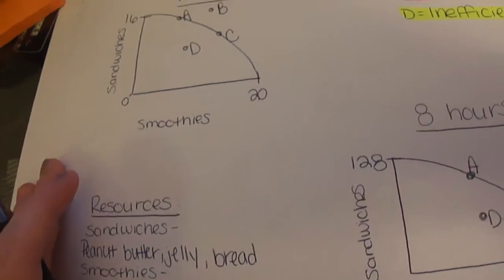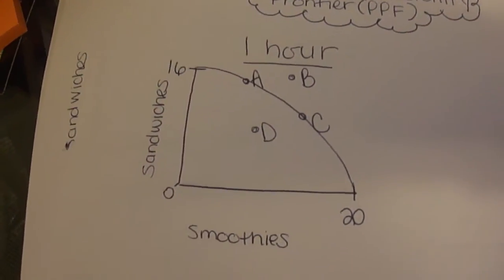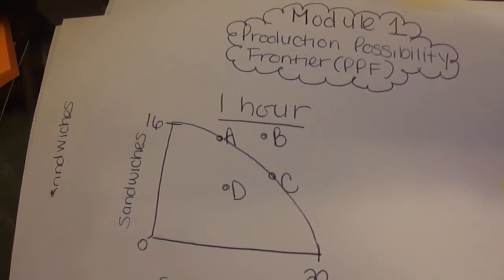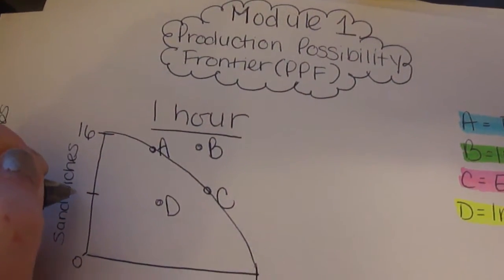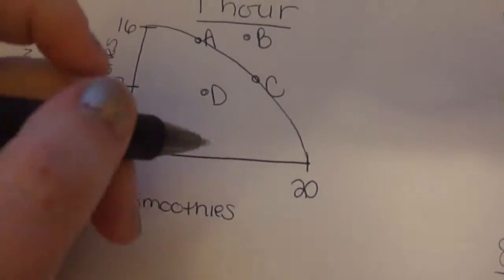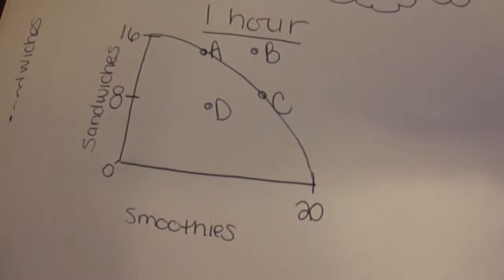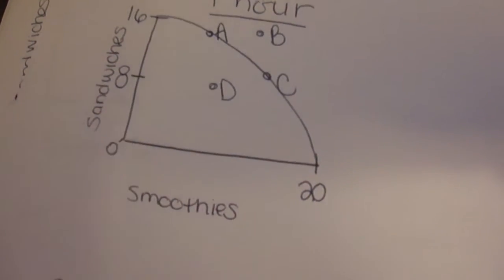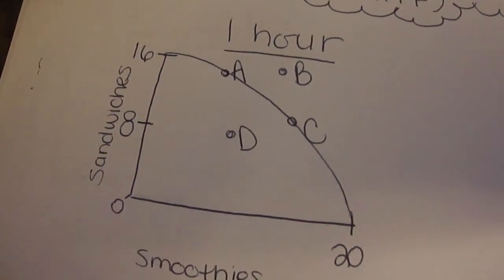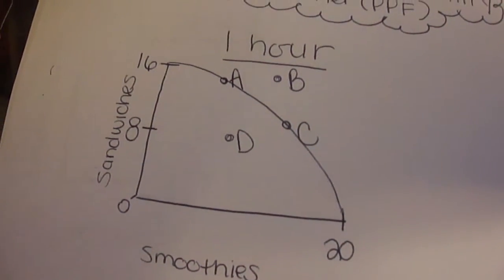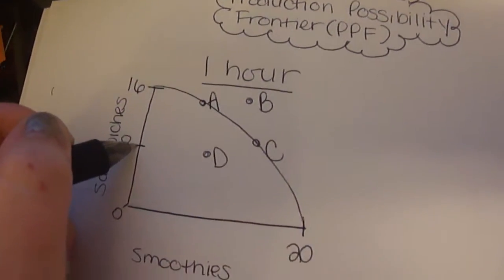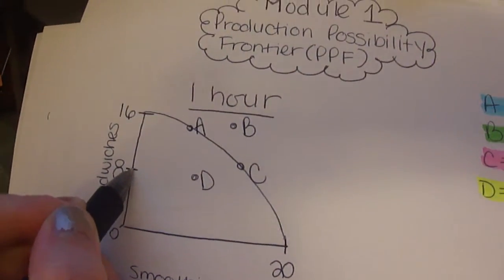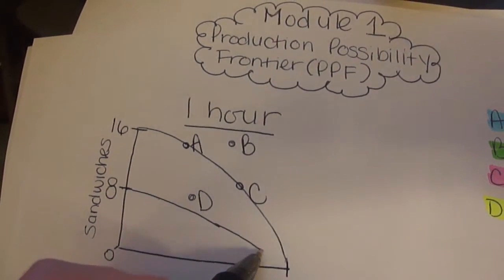Now, if I had a limited amount of resources, let's say with the sandwiches I could only produce half of that because I have a limited supply of peanut butter. So we'll do half the sandwiches down at 8, but my smoothies will still stay the same amount because I don't have a limited supply of anything with my smoothies. Since I have a limited supply of peanut butter, my sandwich production decreased a bit, but my smoothies stay the same. So I'm going to go ahead and draw a curve like this.